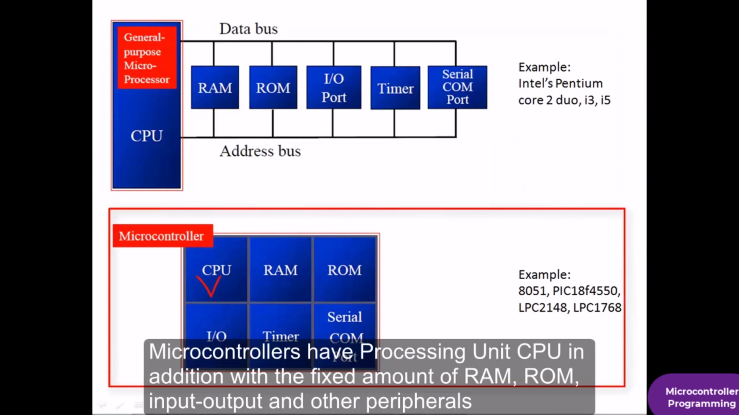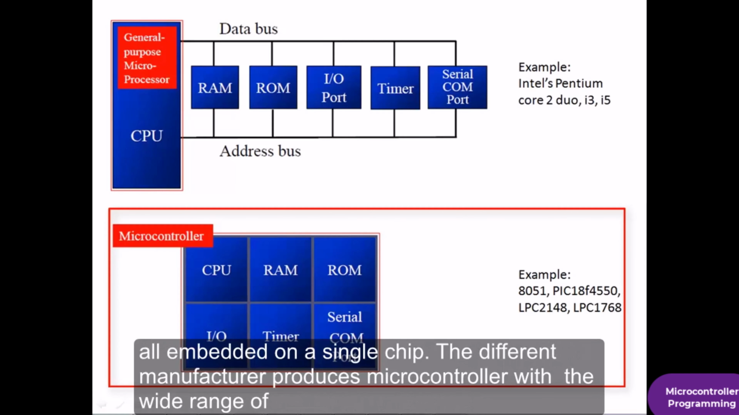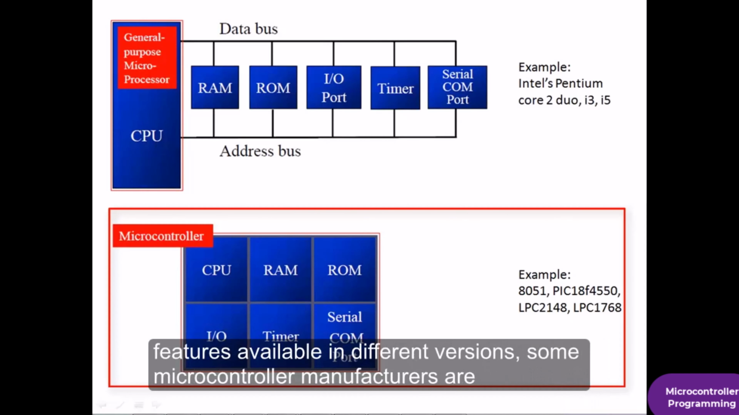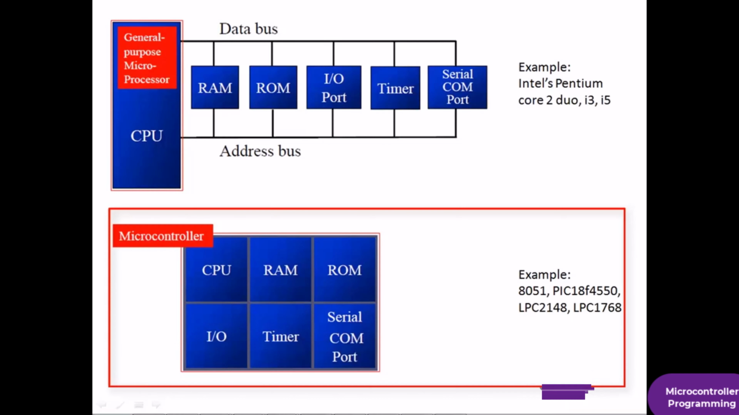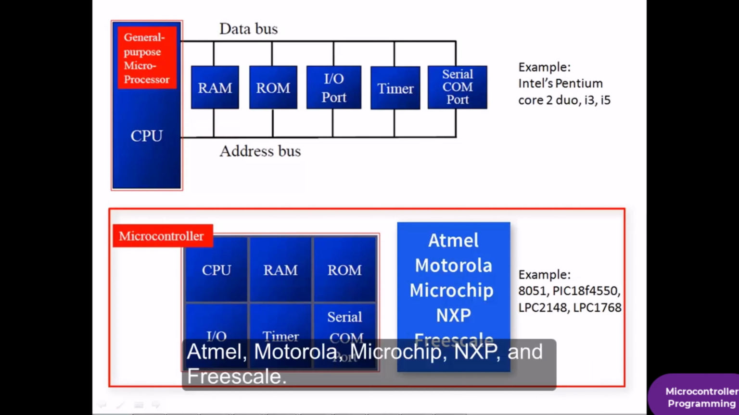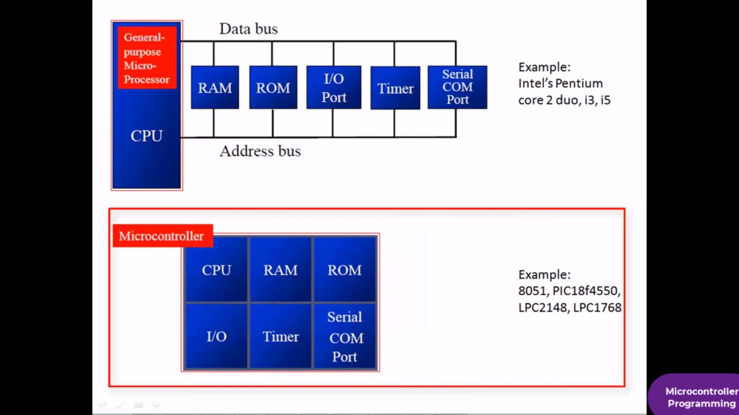Microcontrollers have a processing unit, CPU, in addition to a fixed amount of RAM, ROM, input-output and other peripherals, all embedded on a single chip. Different manufacturers produce microcontrollers with a wide range of features available in different versions. Some microcontroller manufacturers are Atmel, Motorola, Microchip, NXP, Freescale.